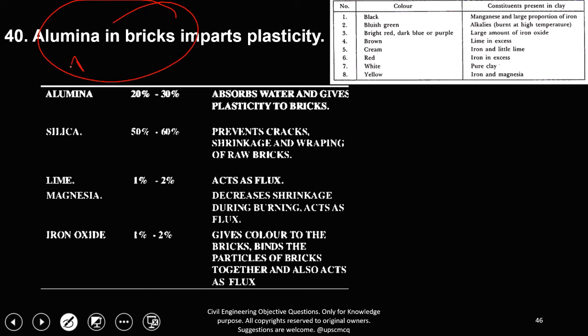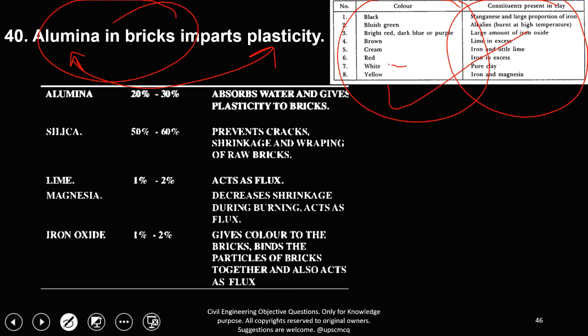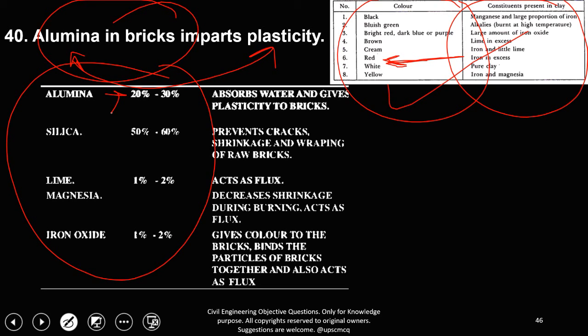What does alumina impart in brick? It imparts plasticity. Now, this is a table you can go through, showing which color arises due to which constituent present in the brick. For example, if iron is in excess, then red color is imparted. Similarly, these are the major constituents in a brick. Alumina is about 20 to 30%, and that gives plasticity, as already discussed. Silica is 50 to 60%, and so on.